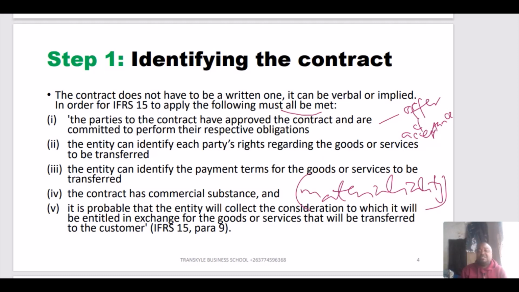Okay, because by the end of the day, even if all those things have been satisfied, we know this guy is not going to pay us any money. We're not going to expect any money from this guy. Why then shall we say it was a sale contract? There was no sale, my brother. There was no sales contract. So we are not going to recognize any revenue.